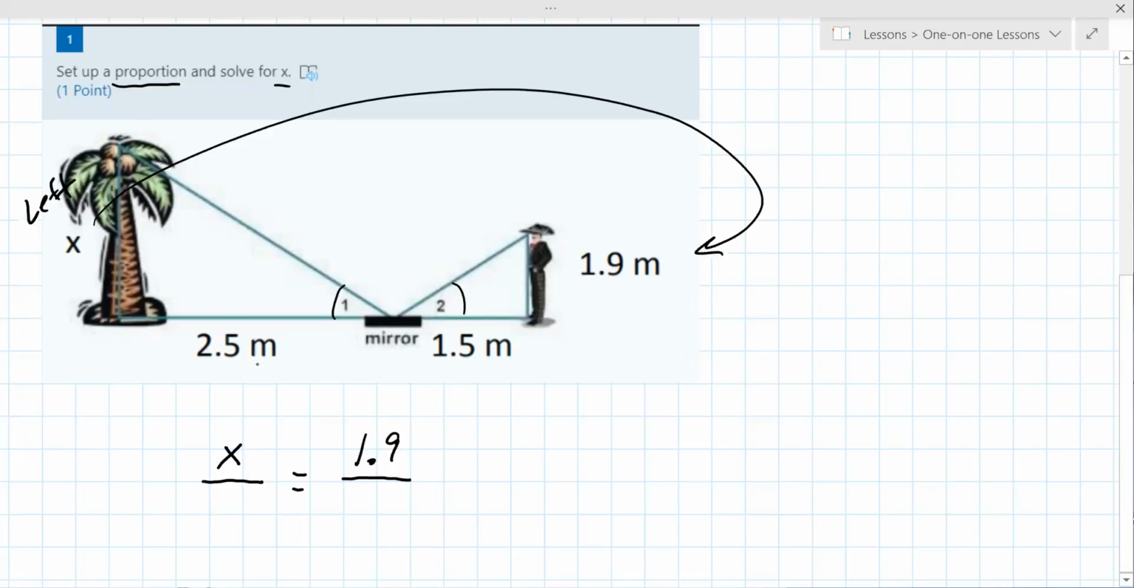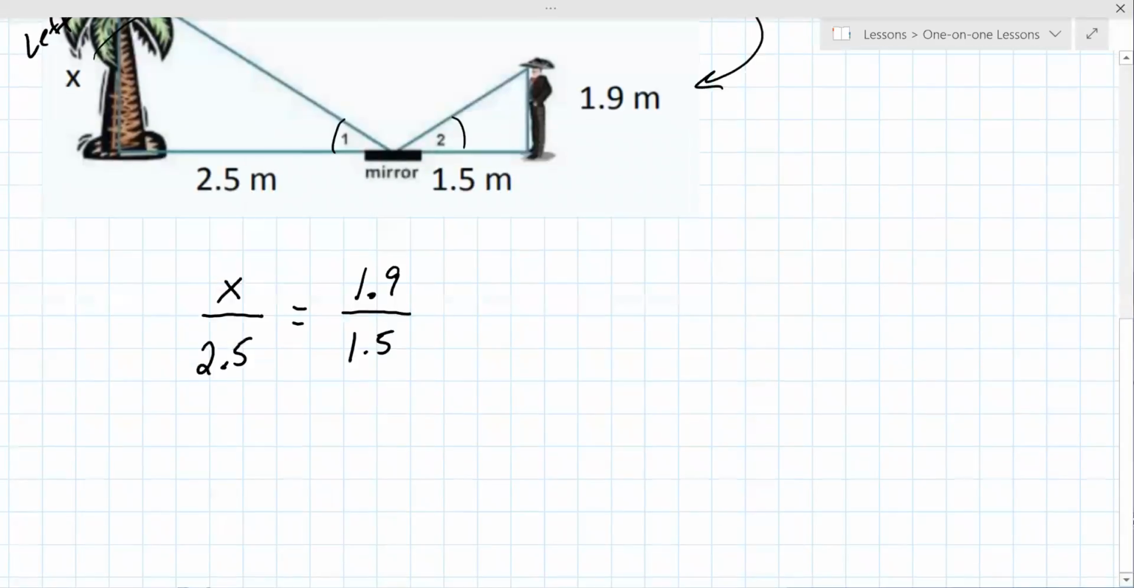Now the 2.5 goes with the x because it's that triangle, and then the 1.5 goes with the 1.9 because it's with the other triangle. Solving is a different question altogether, but do you understand how this was set up? Is there anything that's unclear about that? No, I get it. Okay, then you're going to cross multiply here, and you probably want to grab a calculator.